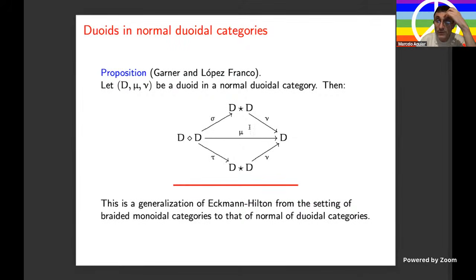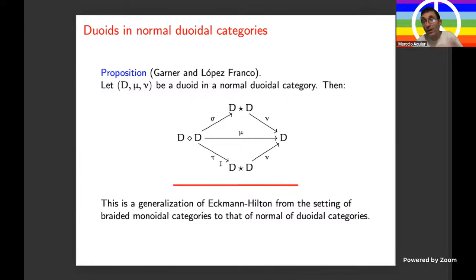So the first diagram tells you that mu is determined by nu. And the second one, once you know that, tells you that it is determined in yet another way. So mu is determined by nu in two ways, by precomposing with sigma or by precomposing with tau. That's what this theorem says. In the setting of braided monoidal categories, sigma, remember, was the identity and tau was the braiding. So this is telling you that the two operations coincide, and this is telling you that the operation is commutative. So this is a generalization of Eckmann-Hilton to the setting of normal duoidal categories. So this is a nice result.